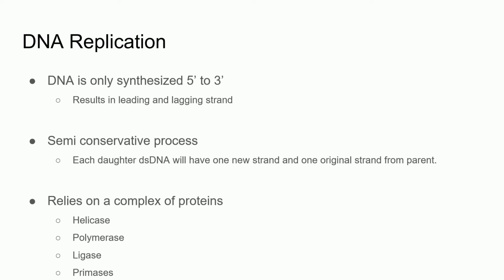When a cell is ready to divide, it has to make a second copy of all its DNA. Each of the 2 strands serves as a template for a new strand. Therefore, replication is described as a semi-conservative process, meaning that each DNA double helix will have one strand from the parent DNA and one strand synthesized from scratch.